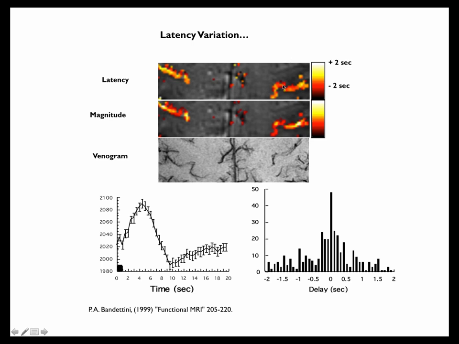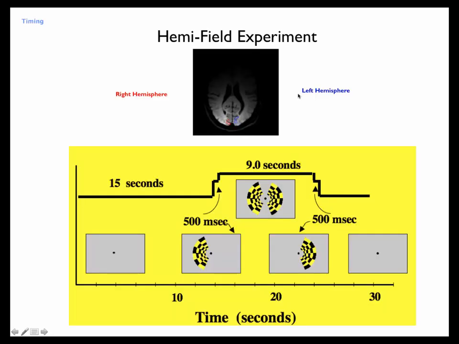But if you look at this distribution, there's a distribution of latencies of -2 seconds to +2 seconds. And that's all pretty much in an area of the brain we know is synchronized, it's firing together. So that's because of the hemodynamics. That's because you have upstream effects and you have downstream effects of the blood flow. And so that really is a problem.